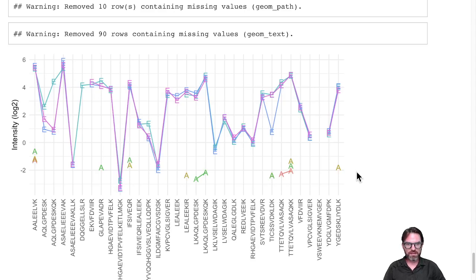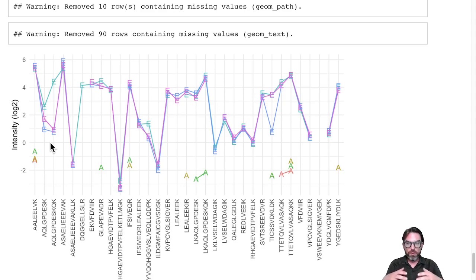You can already imagine that if you use traditional mean or median summarization, that can introduce problems in the data analysis. We clearly see that the peptides that are not identified in A have different characteristics, and that can introduce biases.